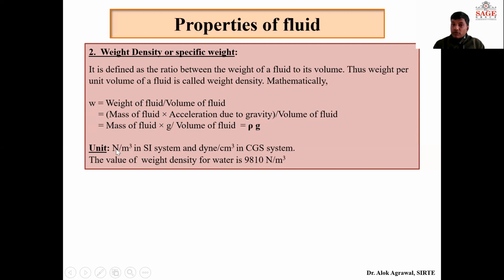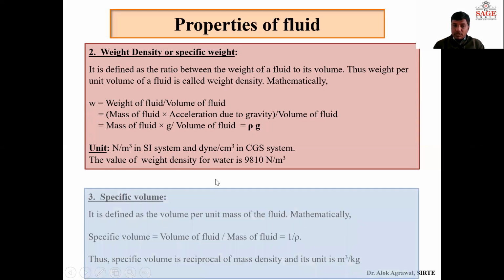And what will be the weight density of water? We can use this formula, that weight density is equal to mass density into g. Mass density we know it is 1000. Value of g we know that is 9.81. So when we multiply 1000 into 9.81, we get 9810 as the numerical value of weight density of water.